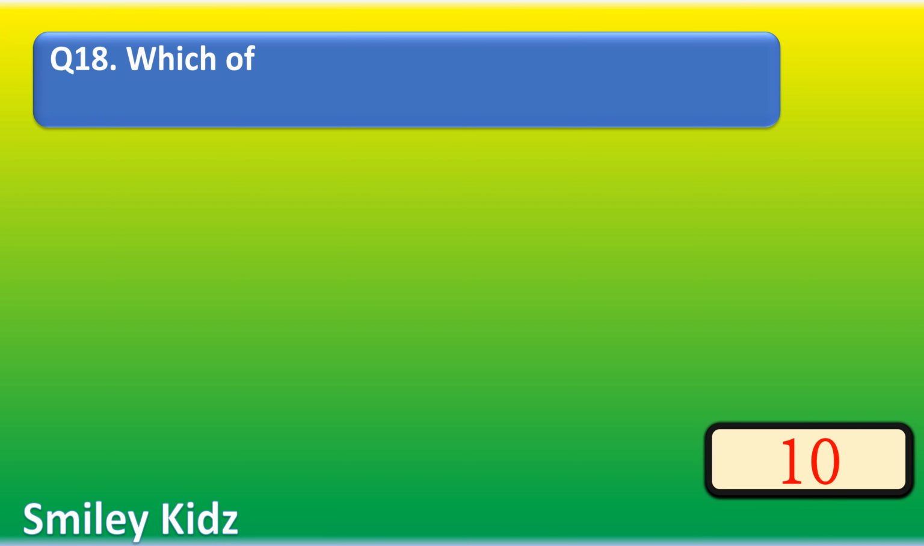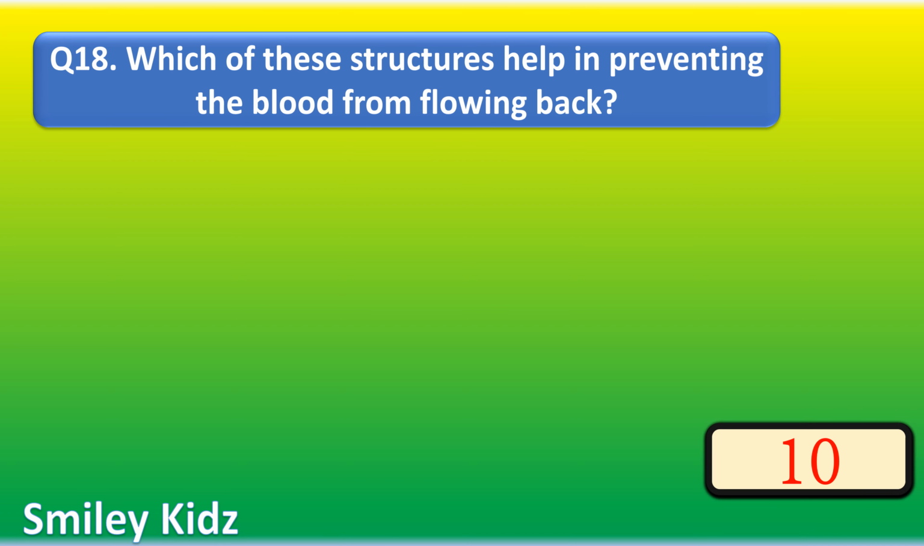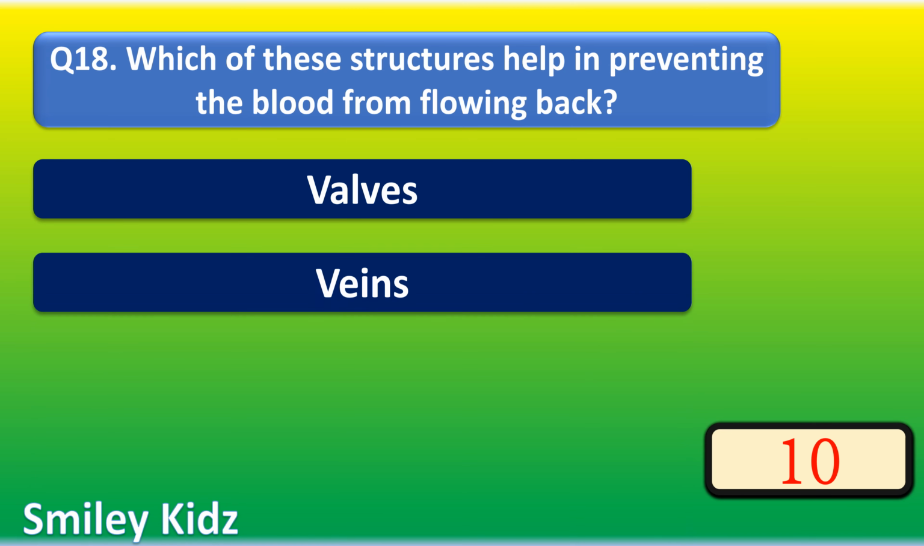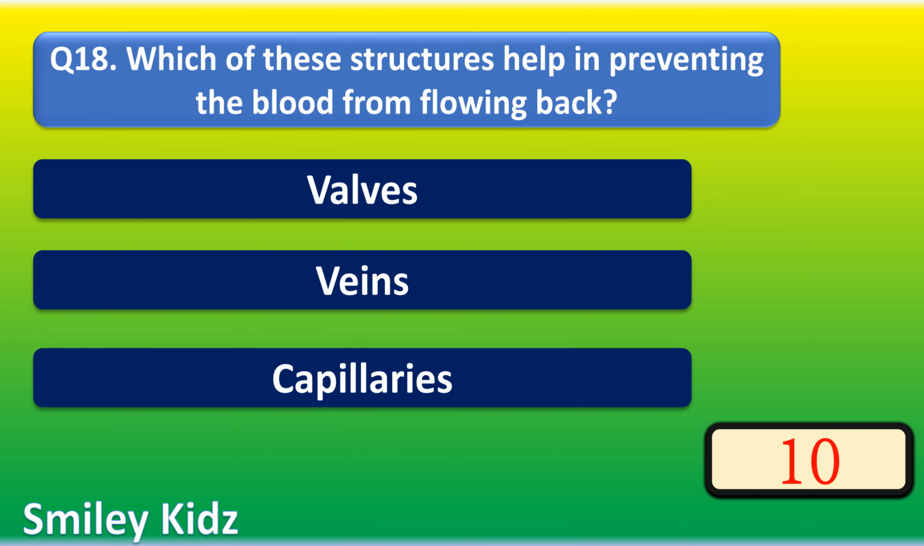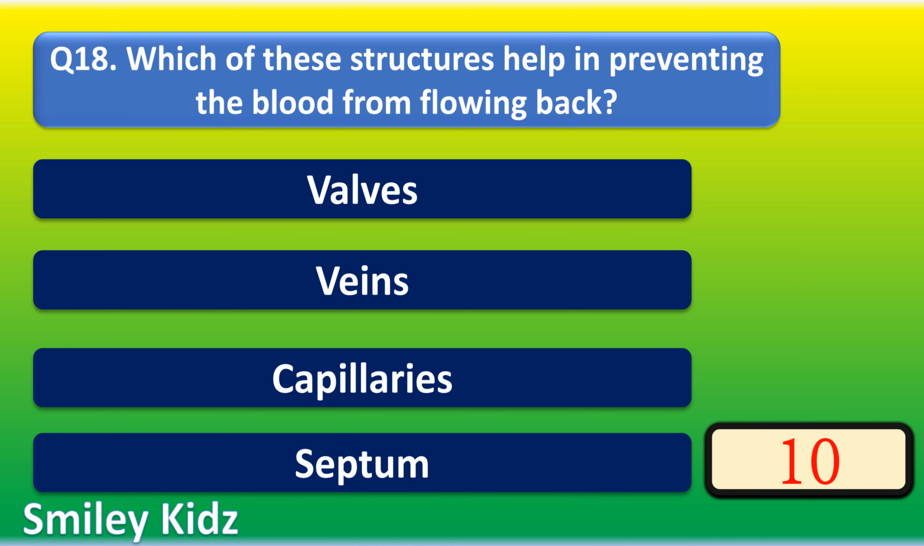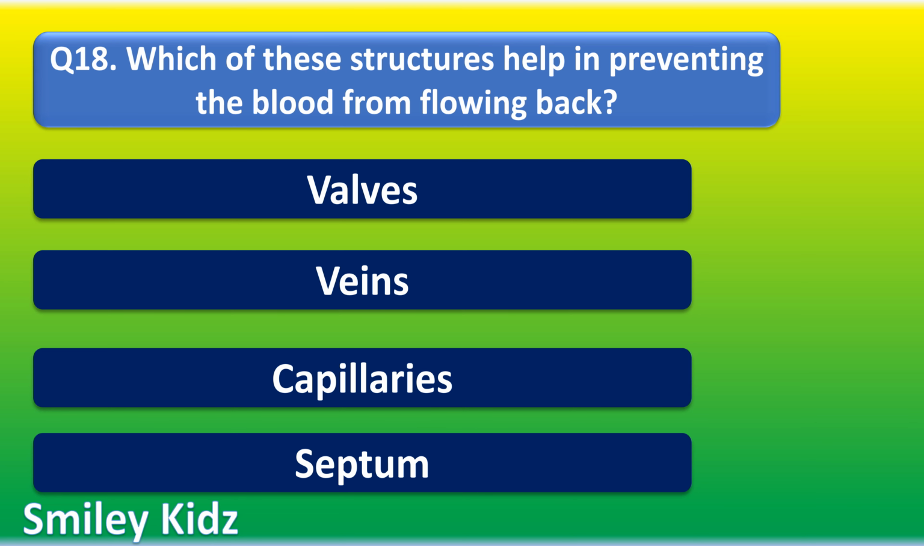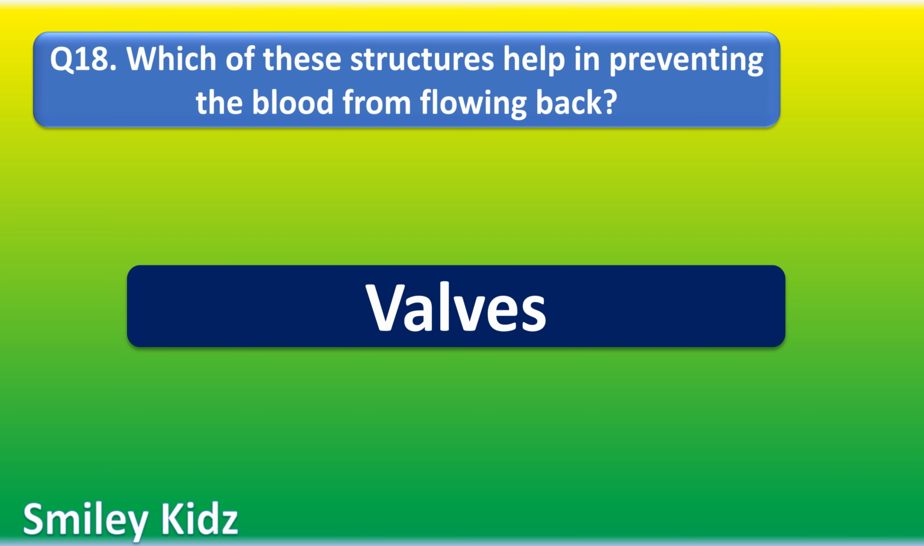Moving to question number 18. Which of these structures help in preventing the blood from flowing back? Option A, valves. Option B, veins. Option C, capillaries. And option D, septum. Your time starts now. Your time is up. And the right answer is valves. Valves help in preventing the blood from flowing back.